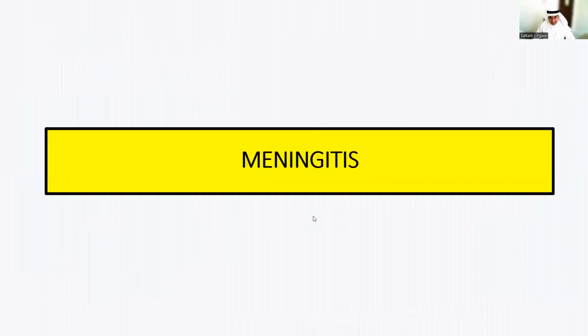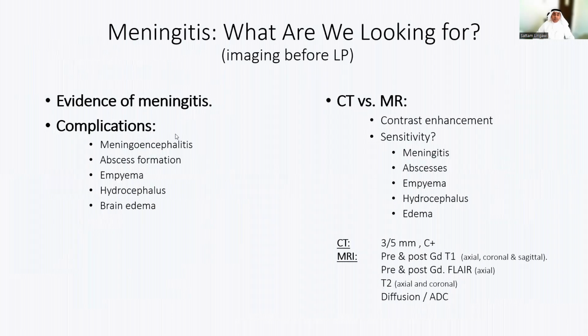Finally, we go to meningitis. This is the last item in today's presentation. In meningitis, the diagnosis is clinical. We do the MRI to identify complications such as meningoencephalitis, abscess formation, empyema formation, presence of hydrocephalus, and brain edema. Obviously, MRI is much more specific than CT in diagnosis of cases of meningitis. Obviously, we need to give contrast to improve our sensitivity for identifying all the possible complications.